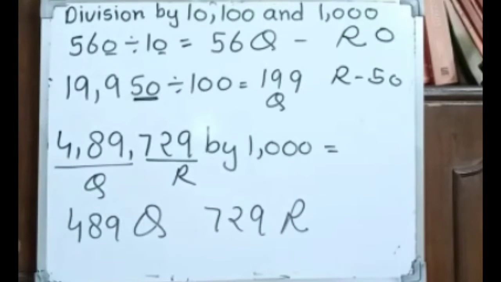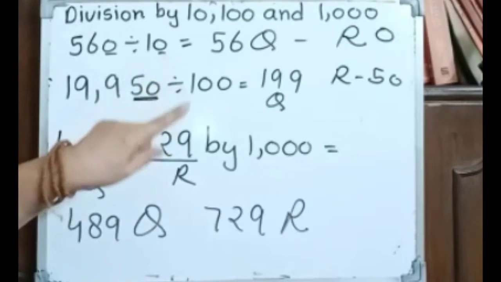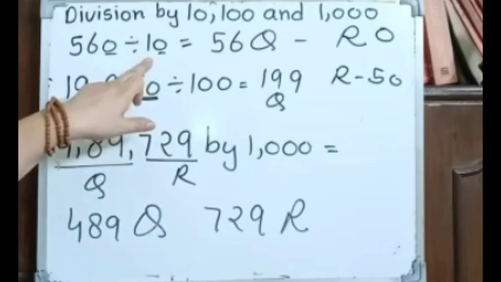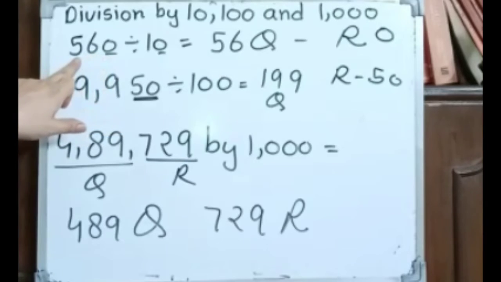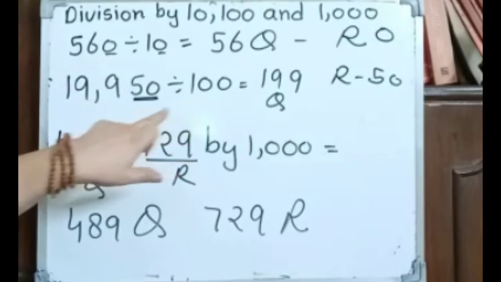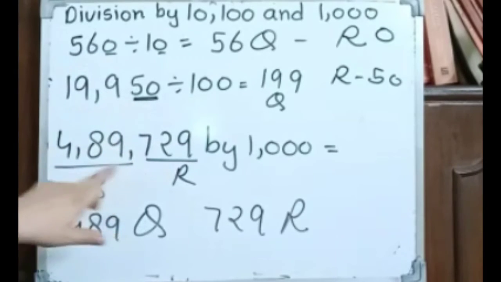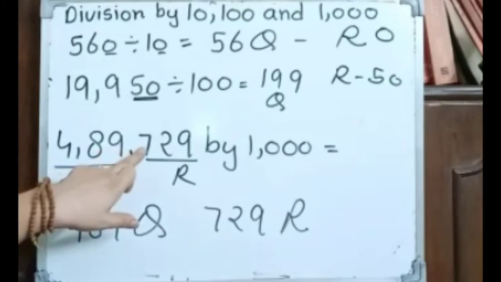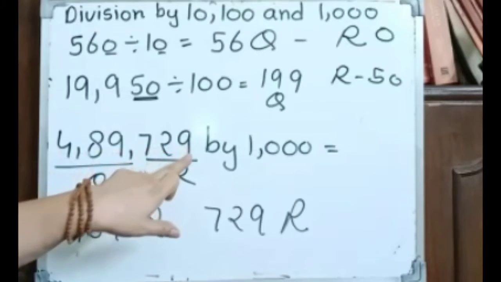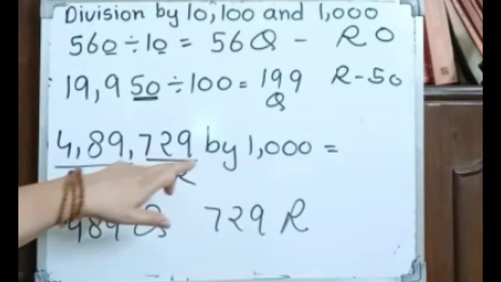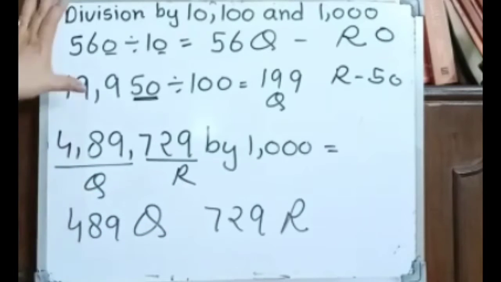If you want a simple answer, with no need to calculate or divide, as we did in multiplication by 10, 100, 1000: if you are dividing by 10, you take the ones place as the remainder and the rest of the digits as the quotient. If you are dividing by 100, two places are the remainder and the rest of the digits are the quotient. For 4,89,729 divided by 1000, we take three places as the remainder and the rest of the digits as the quotient. So this is the way.